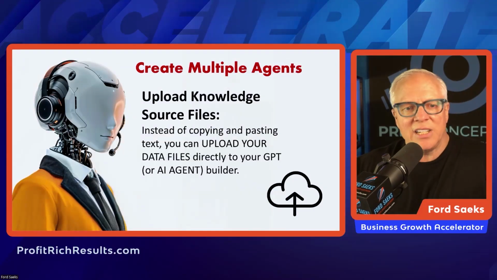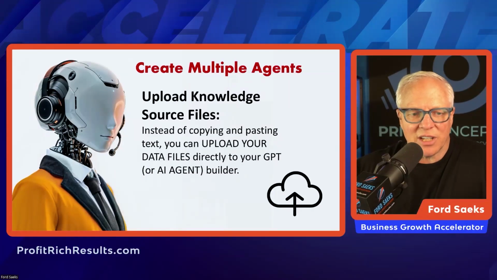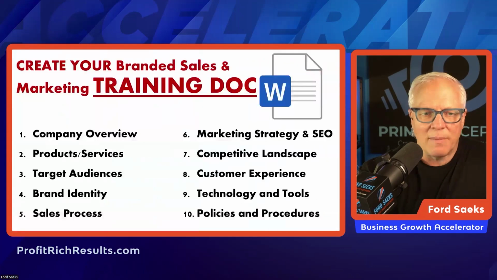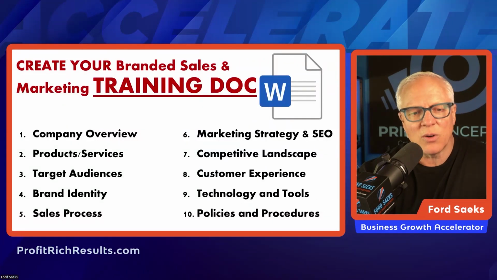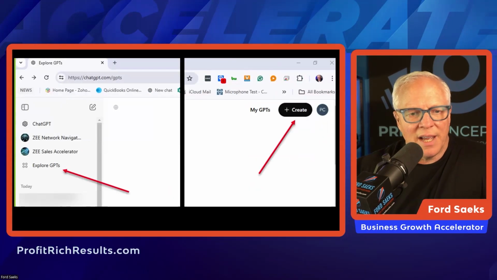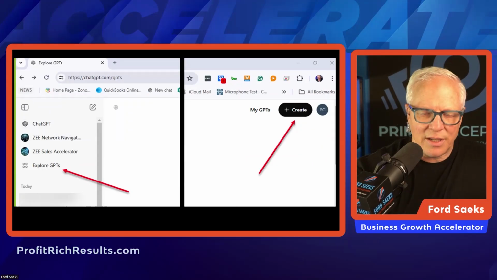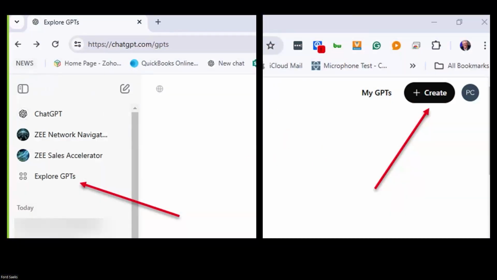All right, so with any GPT or agent, you can upload multiple files. So instead of copying and pasting your text, you can just upload the files, and every program has certain limitations on it. We talked about the training document that you're going to use. And so here's how you do it in ChatGPT. You log into your account, you look at the left column, you look at Explore GPTs, and then the upper right-hand column, you're going to see create.